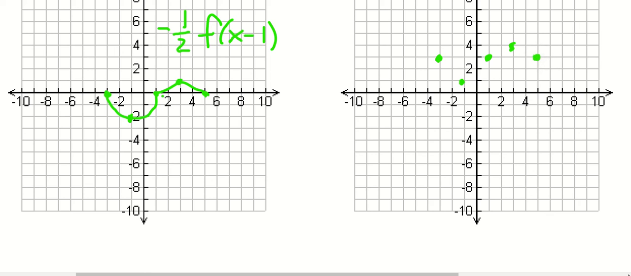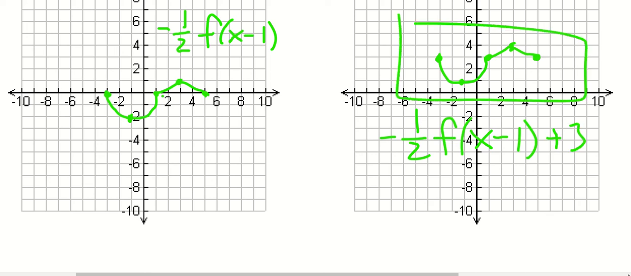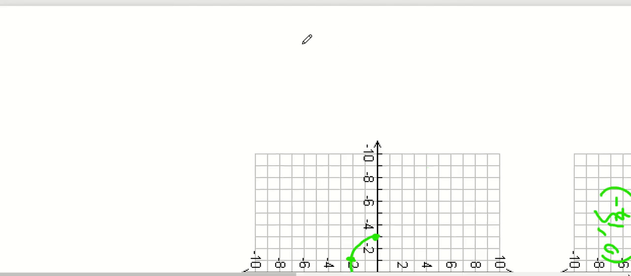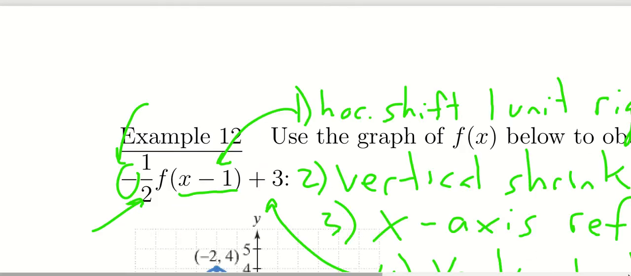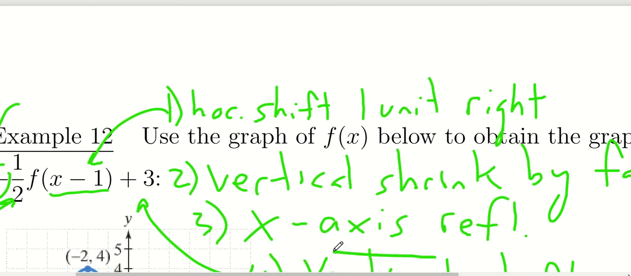Once again, we know the shape. Fill in the shape. And now this represents the graph of -1/2 f of x minus 1 plus 3. And that graph right there is your final answer. And the way that we were able to get it is by doing a series of transformations. So break it down, do it step by step.